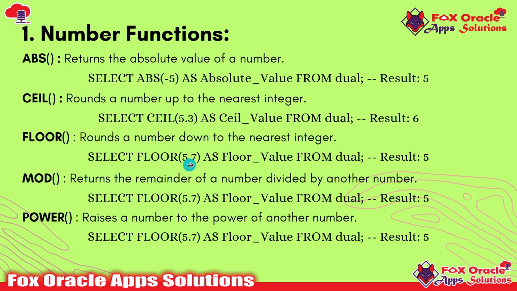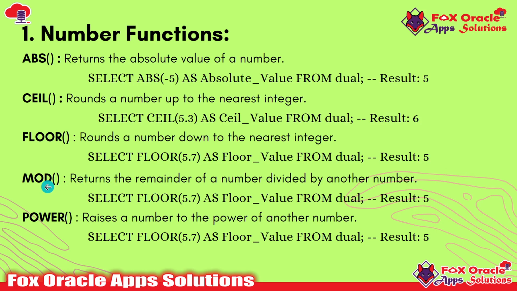Same way, for example, we have 5.7, and when we use FLOOR for this 5.7, it means the smaller value. It will return the nearest smaller value in integer form. Below 5.7, we have 5 as an integer value. An integer value is a complete value, not any decimal value.